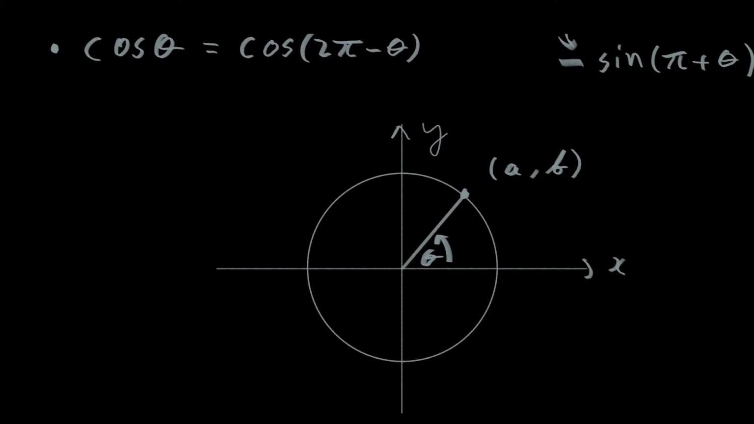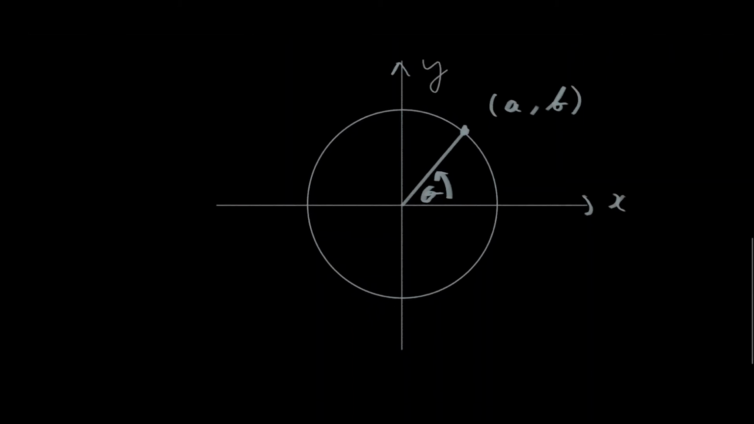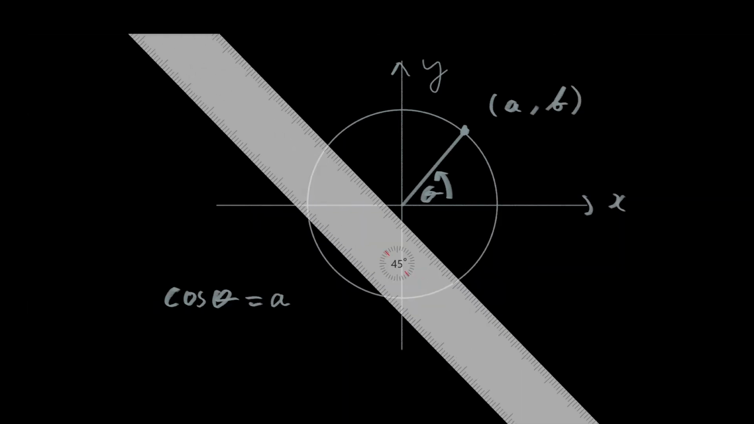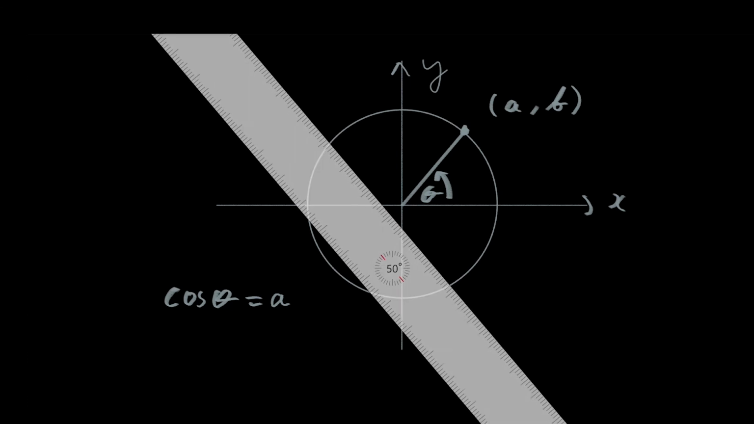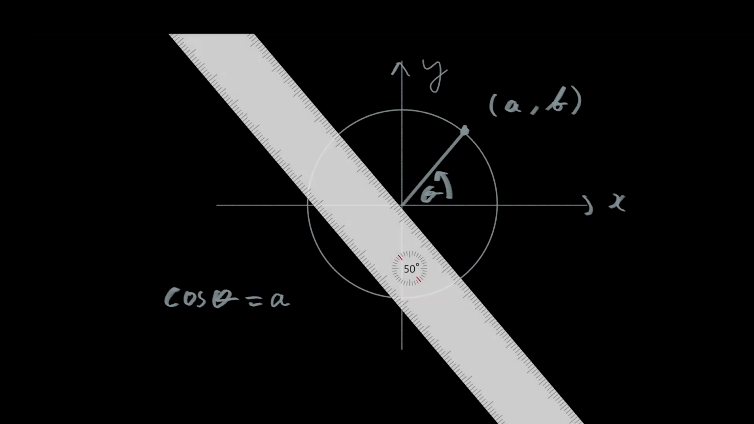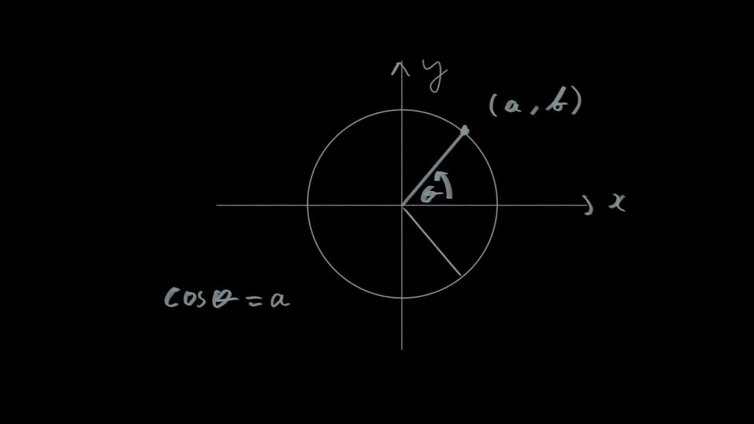Now, consider what the cosine of theta is, according to our unit circle definitions. That is just, in this case, going to equal a. But now, let's imagine that I draw another line from the origin of the Cartesian plane to a point on the circumference of the unit circle. So here's our point.